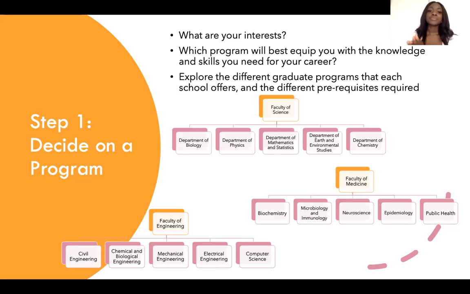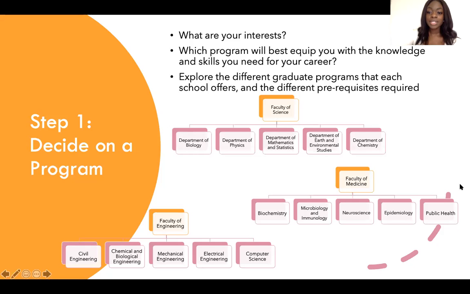period of time. And so once you've found your interest and you know what direction you want to go into, the next thing would be to explore the different graduate programs that each school offers and the different prereqs that are required.